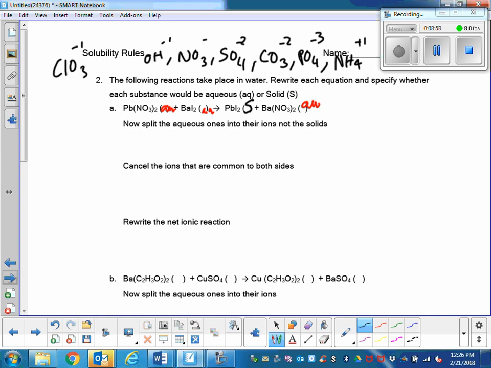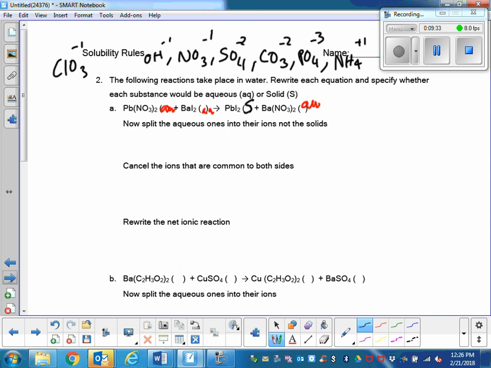Now, let's look at this compound. Did we write AQ beside it? Yes. For the first one, yes. So, what is the charge on nitrate? Nitrate is a -1. But how many nitrate ions are there? 2. So, if it's a -2, what will cancel a -2? What is the charge on lead?